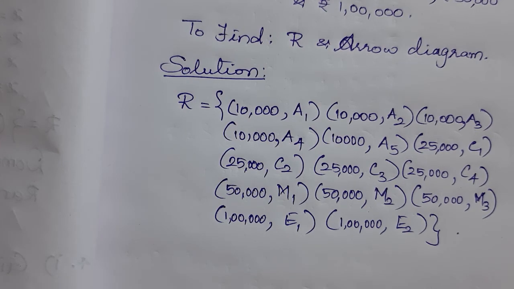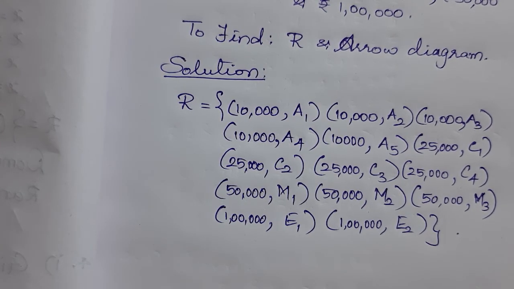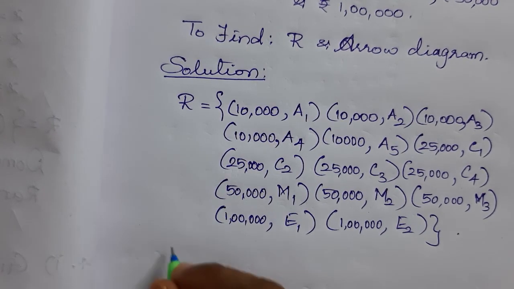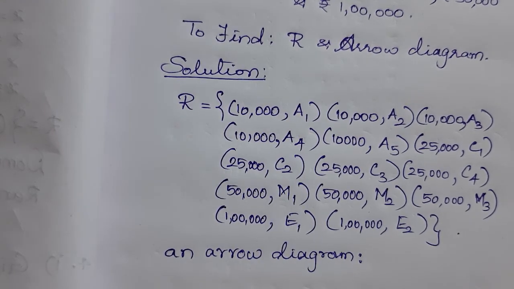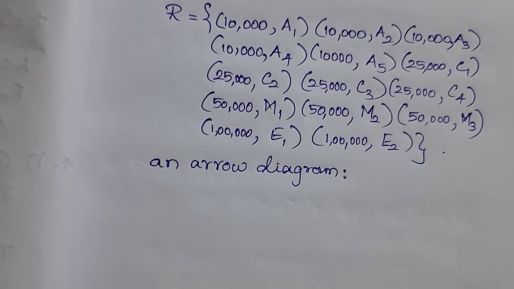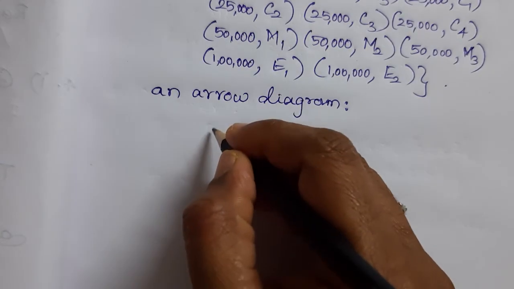represents the person. So we have written the relation between the salary and the person. So the first subdivision we have found, that is writing the relation. We have written the relation. Next thing is to draw an arrow diagram. We are going to draw an arrow diagram. For this, as I told you, we are supposed to draw an oval shape.